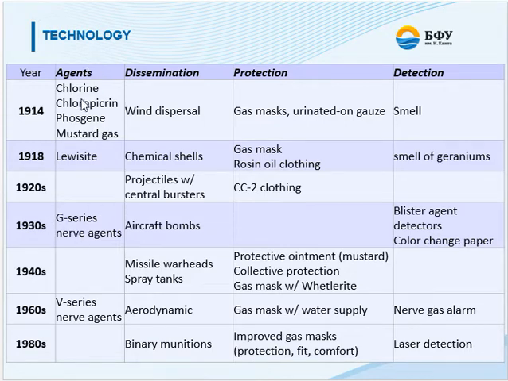Agents: chlorine, chloropicrin, phosgene, mustard gas. Dissemination: wind, dispersal. Protection: gas masks, urine-soaked gauze. Detection: smell. Lewisite: chemical shells. Protection: gas mask, rosin oil clothing. Detection: smell of geraniums.